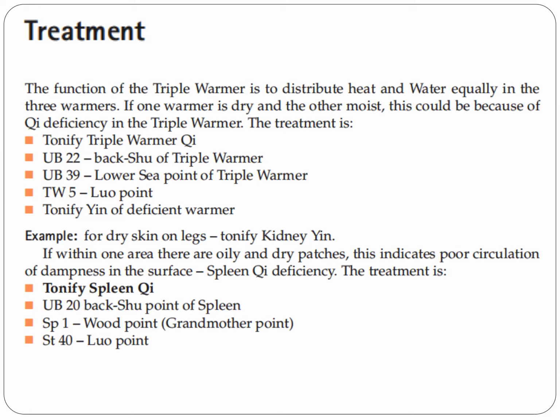Example, for dry skin on legs, tonify kidney yin. If within one area there are oily and dry patches, this indicates poor circulation of dampness on the surface, or spleen chi deficiency. The treatment is tonify spleen chi: UB20, back-shu point of spleen, spleen 1, the wood point or the grandmother point, and stomach 40, the luo connecting point.